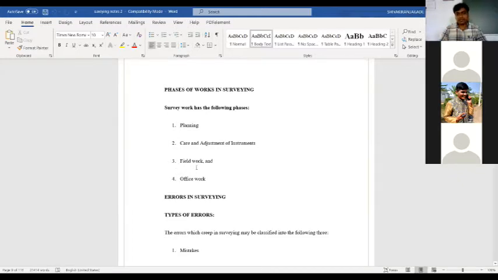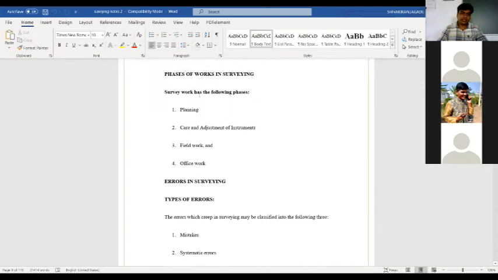And the third phase, field work. After marking, how are we going to execute with the help of material, making use of material to build the components of the structure. And the last is office work. Office work means whatever we have done from 1 to 3, we put everything in the proper format and make the proper scheduling. That includes the office work. So these all are the phases of work in surveying.